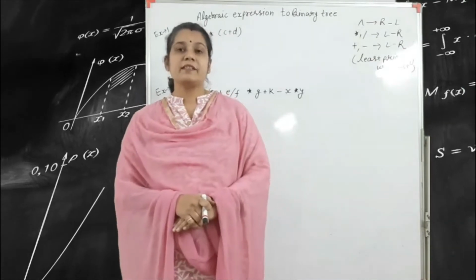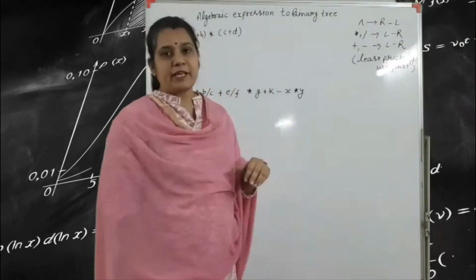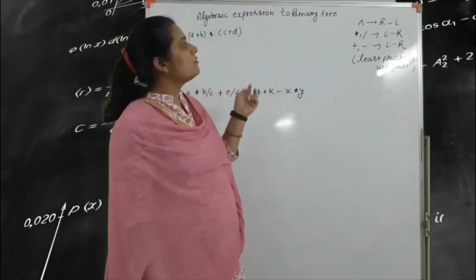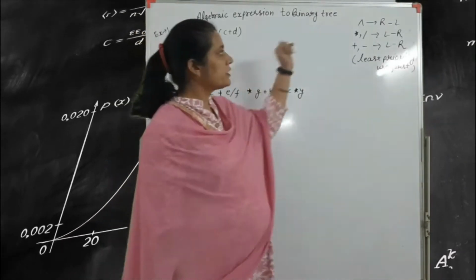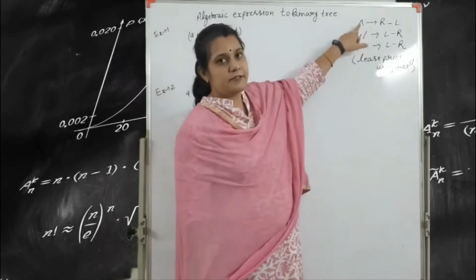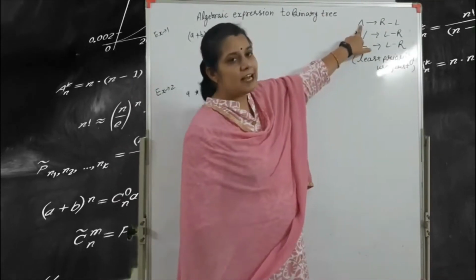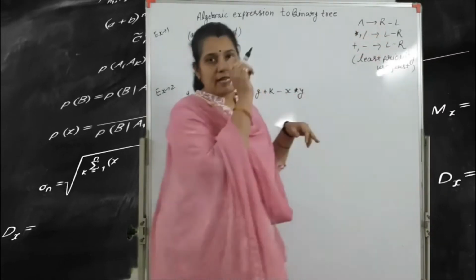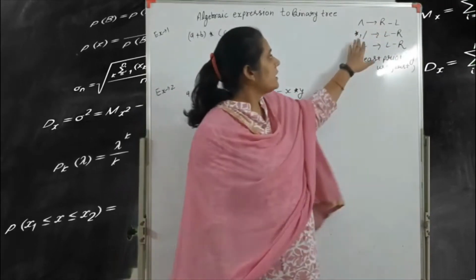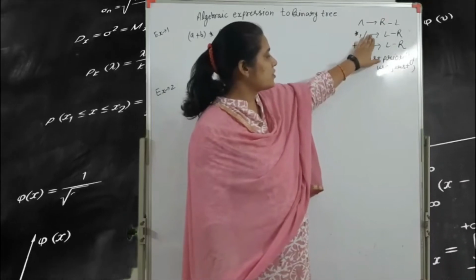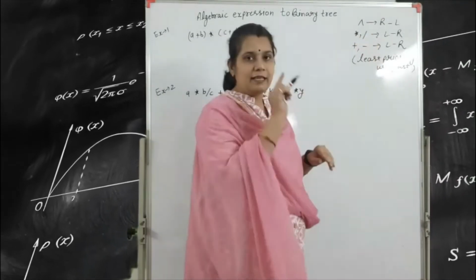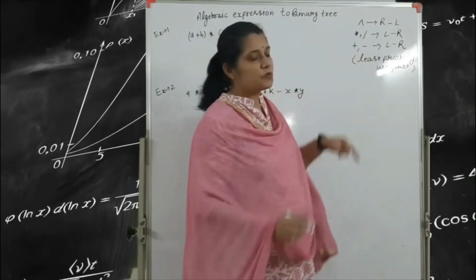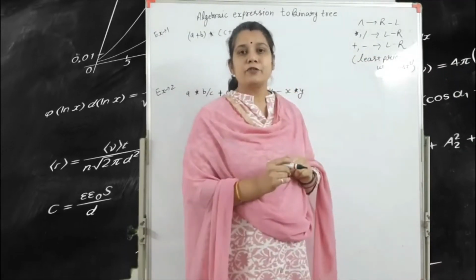So our next method is the algebraic expression to the binary tree. According to this topic, we have 9 points. First point is, if in your question this sign is given, then you try here right to left hand side. Next one is star and slash. So you try here left to right hand side, and plus and minus, so you try here left to right side.